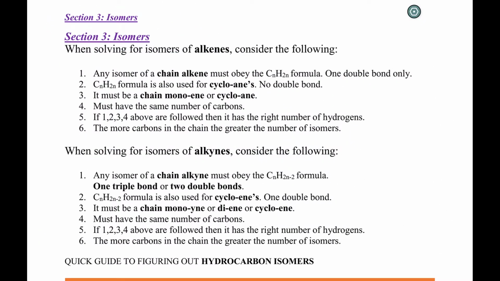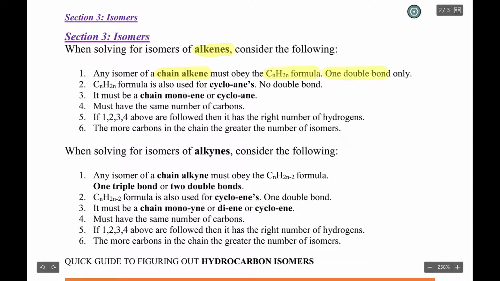The next thing we're going to look at is figuring out isomers for alkenes and alkynes. And these ones are very commonly tested because they have some variety, but they don't get out of control too much. Especially the alkenes are very popular. Okay, so an isomer is when you have two compounds that look different, but they have the same number of carbons, the same number of hydrogens, and if there is a different element, the same number of that other element. So any isomer of a chain alkene, okay, so that's not in a ring, must obey a CnH2n formula.